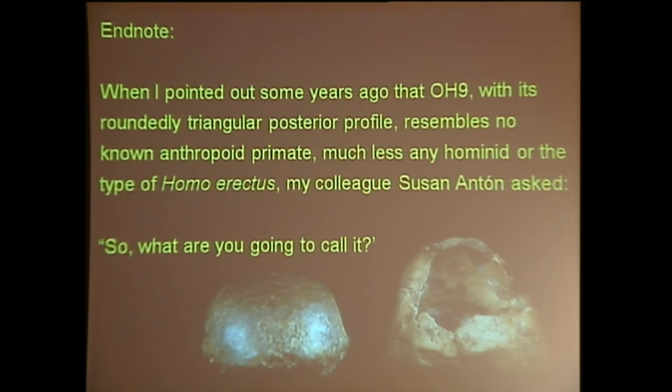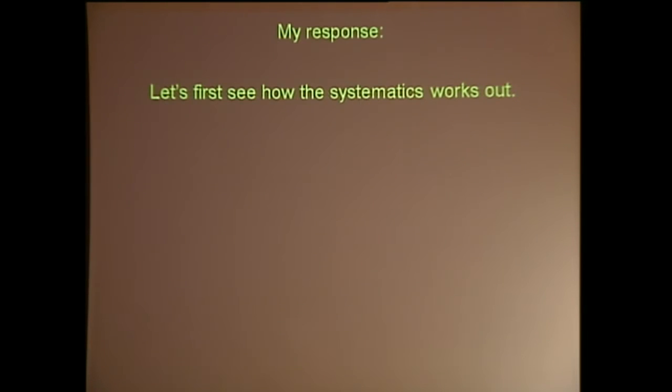So I'll just end with this comment Susan Anton made once when I was saying, look, OH 9 doesn't look like anything. It's this roundedly triangular profile. The type specimen and the material from Sangiran is this wide and low thing. What are you going to call it? So my response is, let's first see how the systematics works out and then worry about calling it something. Thanks.